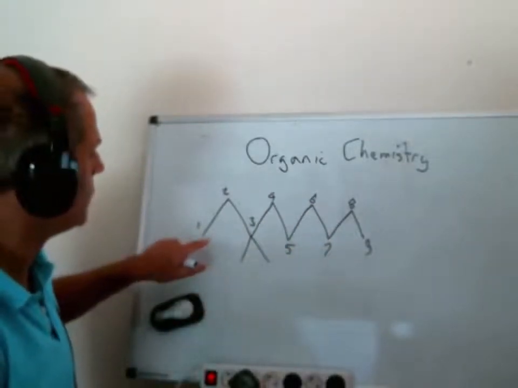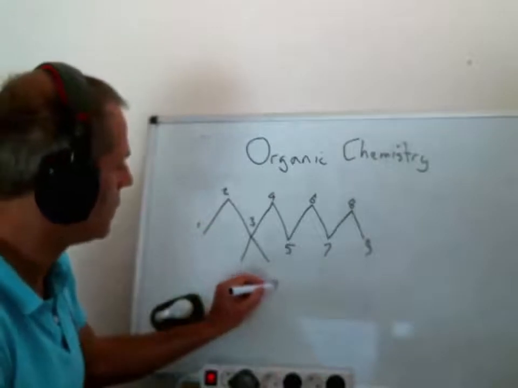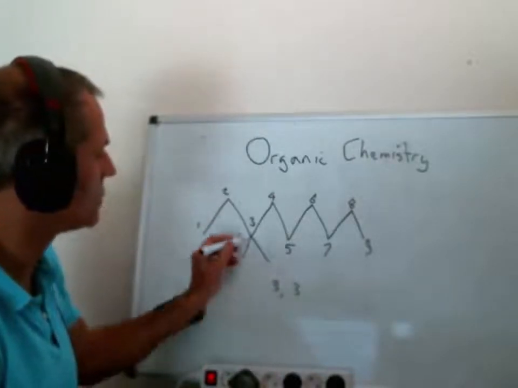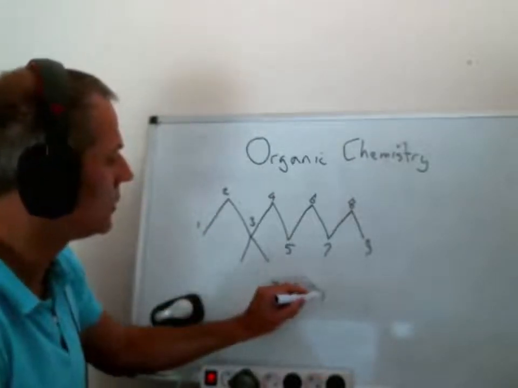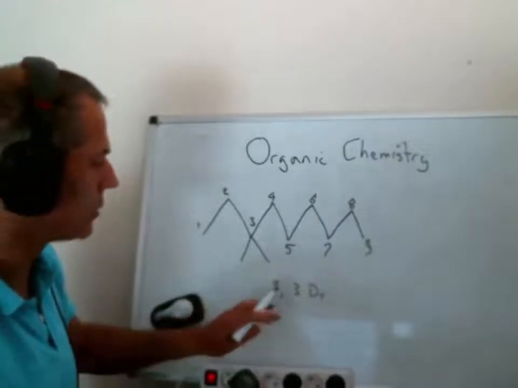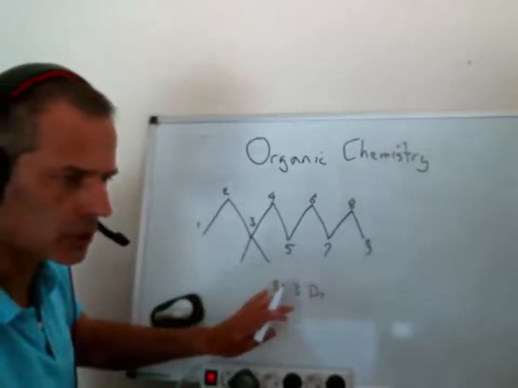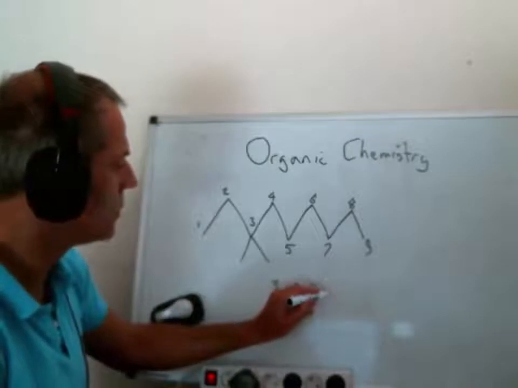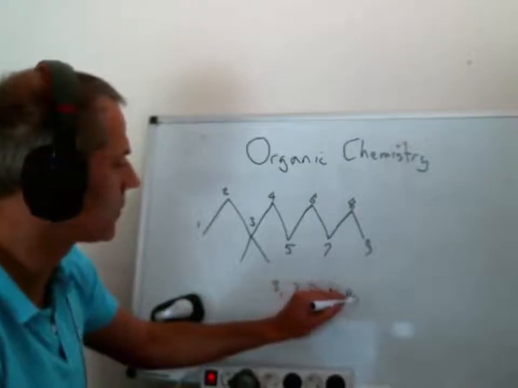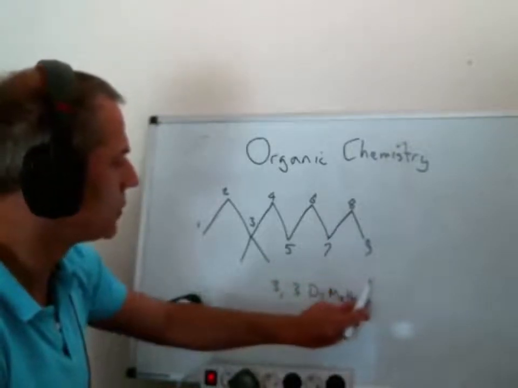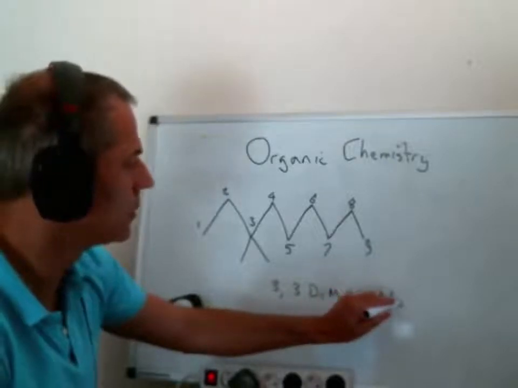This would be 3, 3, because there are 2 of them. Di, because there are 2 of them. Whoops, sorry about that. That's also out of focus. Dimethyl. Whoops, dimethyl nonane.